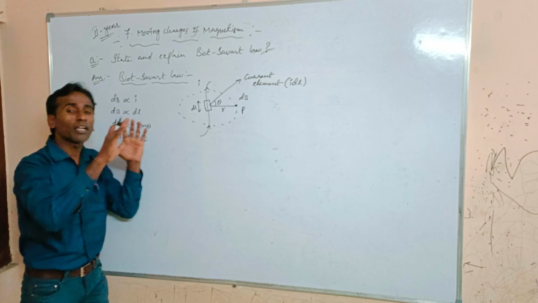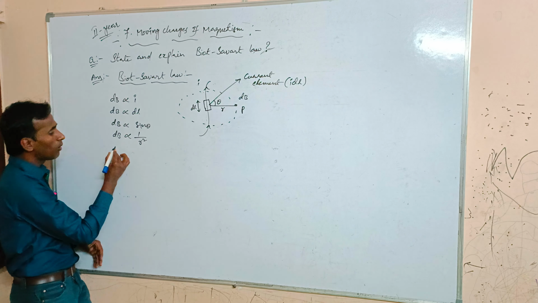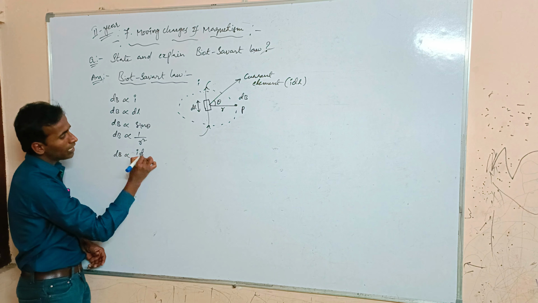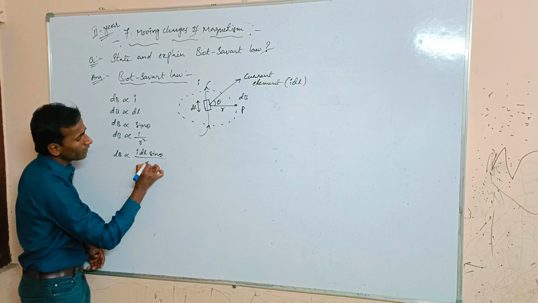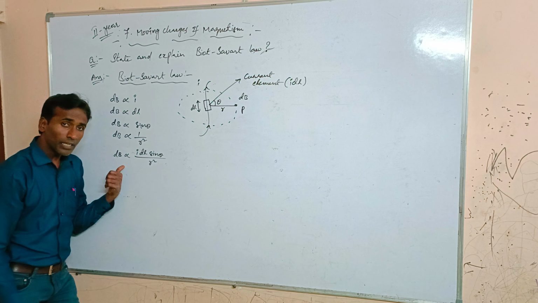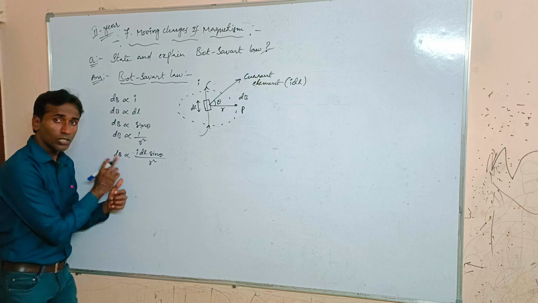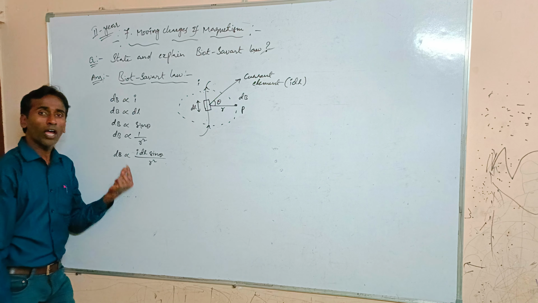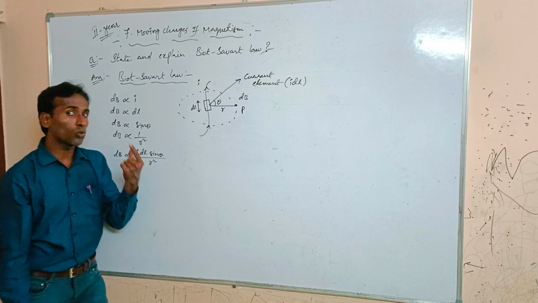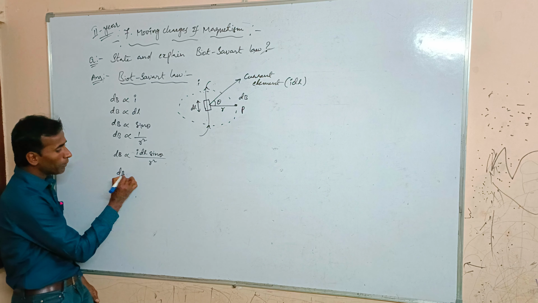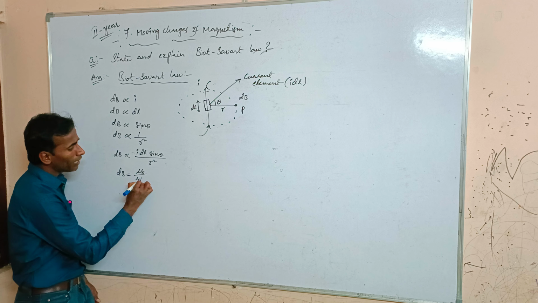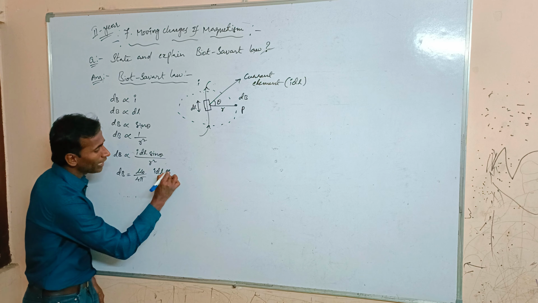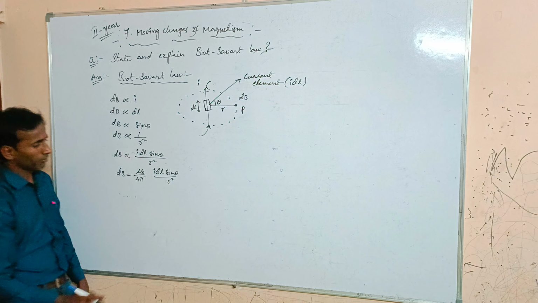So whenever we write the combined equation, we get one formula: dB is directly proportional to I dl sine theta by r square. Whenever you remove the proportionality, you get one constant. That constant gives dB equals mu 0 by 4 pi, times I dl sine theta by r square.